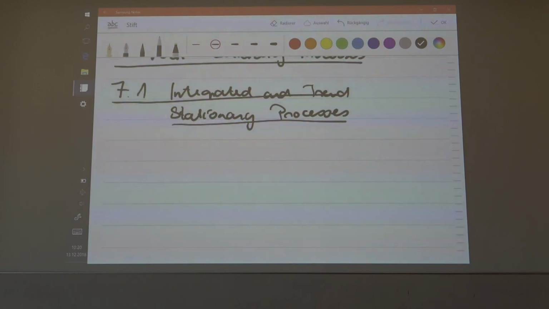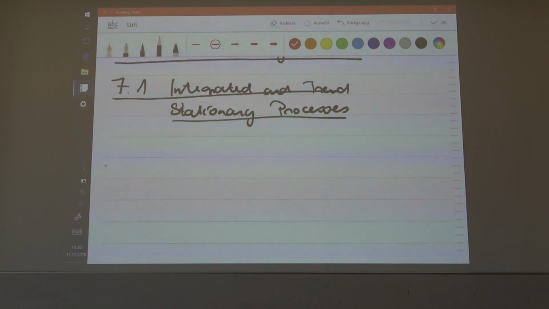All right. Now, let's start with the so-called random walk. A stochastic process is called a random walk. This is going to be the next definition. So what is a random walk?